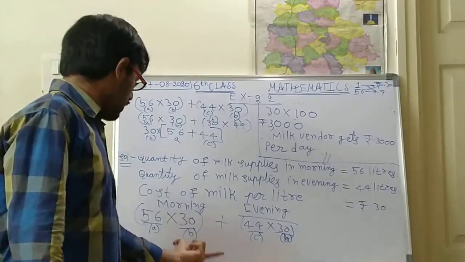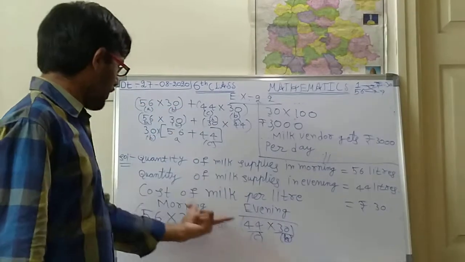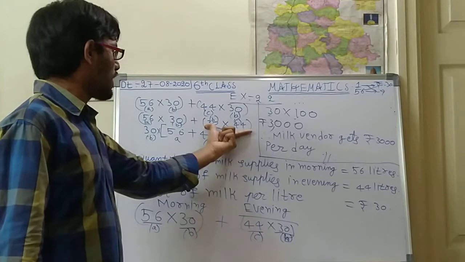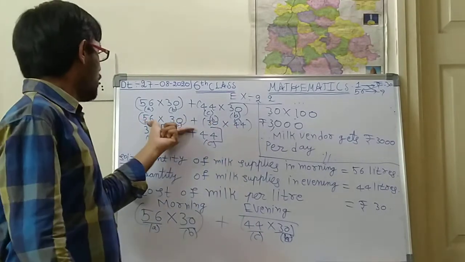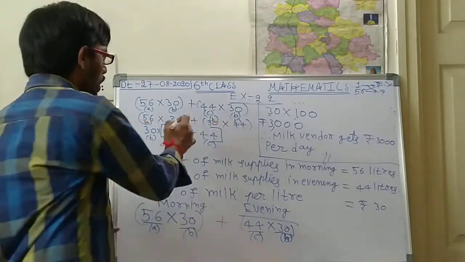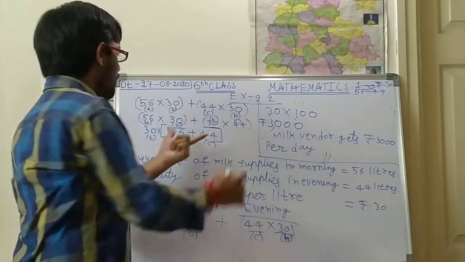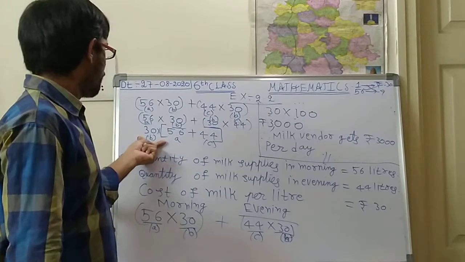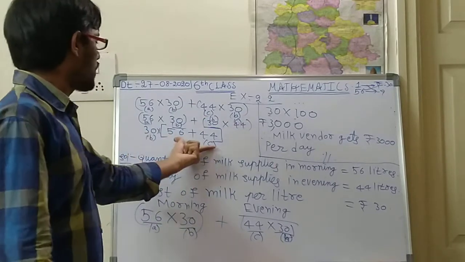Okay. So in the down, 56 into 30 plus 44 into 30. So that one first. The second one you should interchange. So A into B plus B into C. So the common terms should come in the middle and the remaining terms should come at the end. So B into A plus C. So what is B into A?